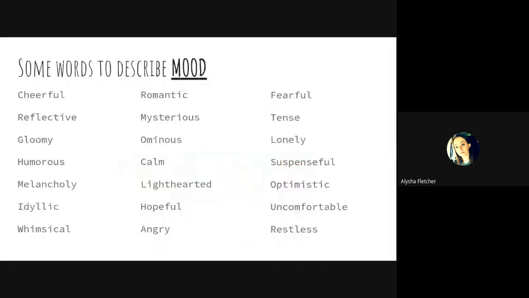So here's some words to describe mood. Again, there's plenty here and plenty more out there, but if there's any on this that you don't know, I would challenge you to look them up. It would be helpful in the future if you knew all these words.